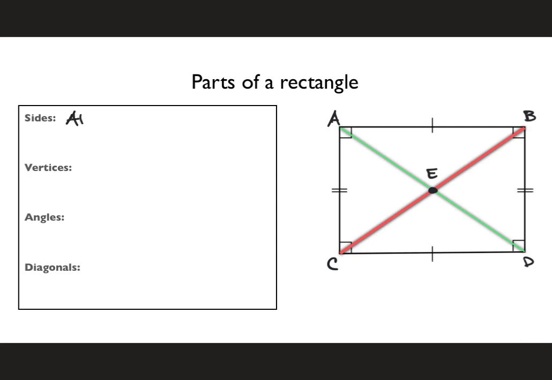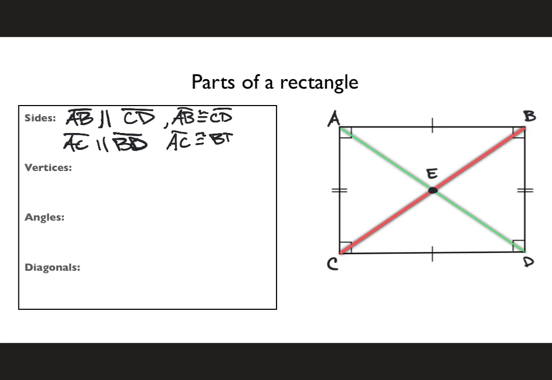So we have AB is a side, looking at our diagram over here on the right. And AB is going to be parallel to CD. It's also congruent, okay? We have AC is parallel to BD, and they are also congruent. AB is congruent to CD, and AC is congruent to BD. Sides are the segments that connect the angles together, create the outside of the shape of the rectangle.